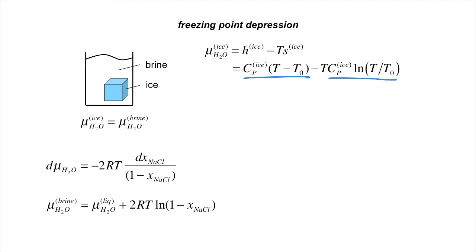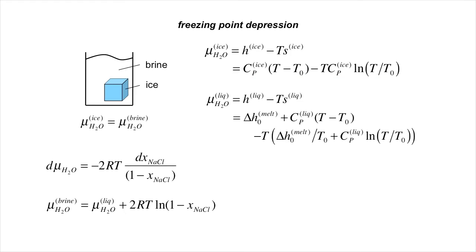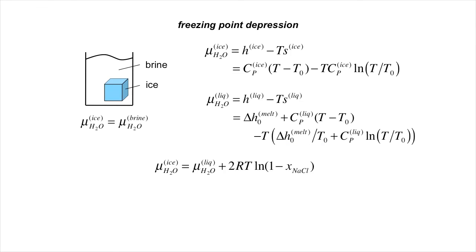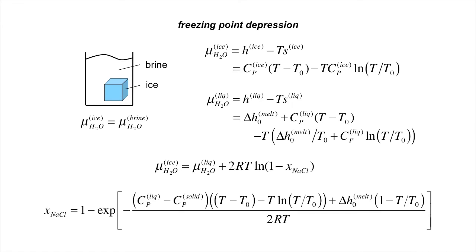The resulting expressions, shown here, are the same as the ones we derived in episodes B4 and B8 for an incompressible substance at low pressure, assuming constant heat capacity. For pure liquid H2O, the procedure is similar, but we must also include the enthalpy and entropy of the phase change at T equals T0. Substituting into our previous expression for the H2O chemical potential in the brine and equating to the chemical potential in the ice, we can solve for XNaCl as a function of temperature. This results in the expression shown here.